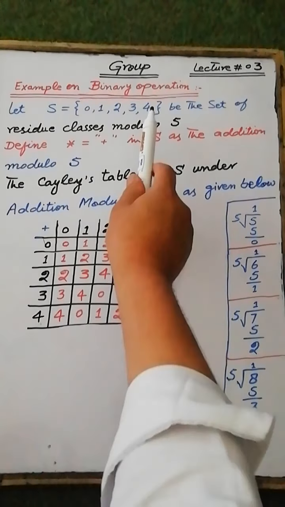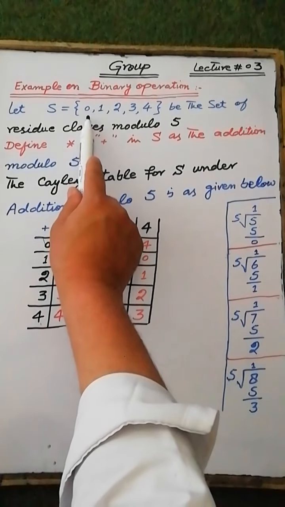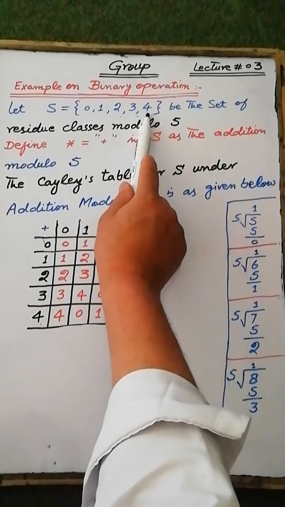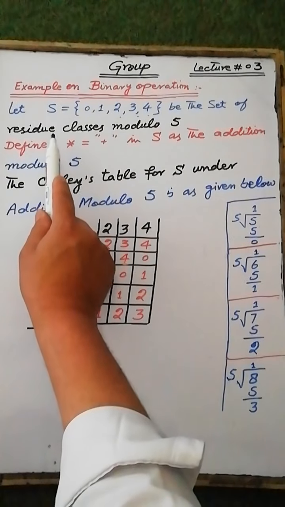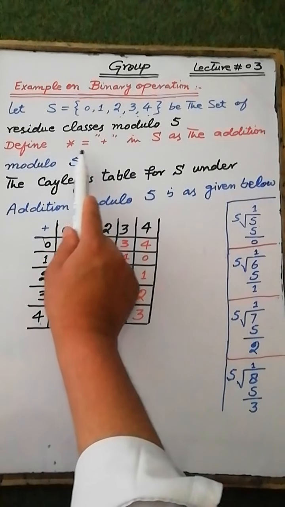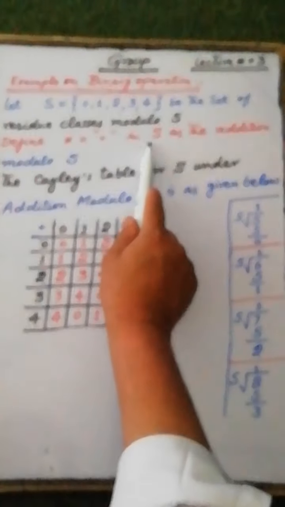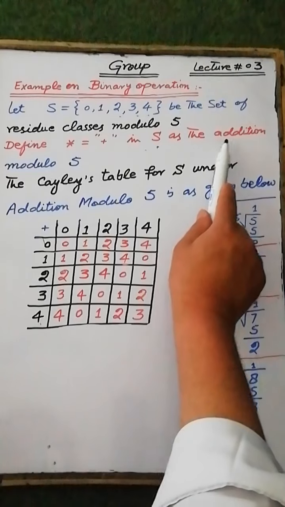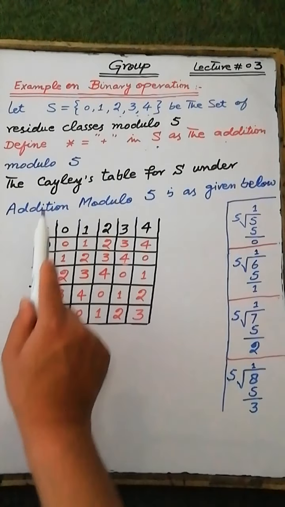Another example on binary operation. Let S be the set containing the elements 0, 1, 2, 3, 4, the set of residue classes modulo 5. Define star, the operation in the set S, as addition modulo 5.